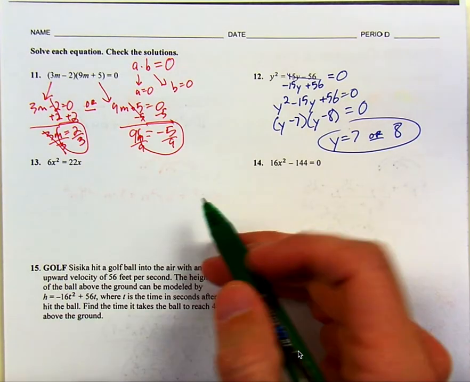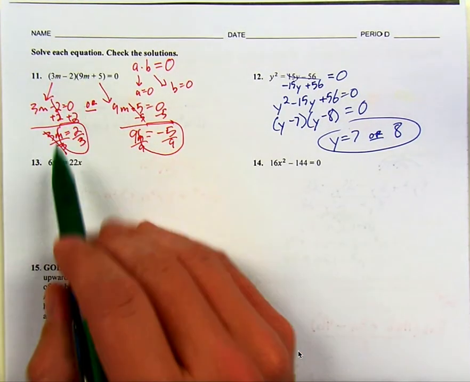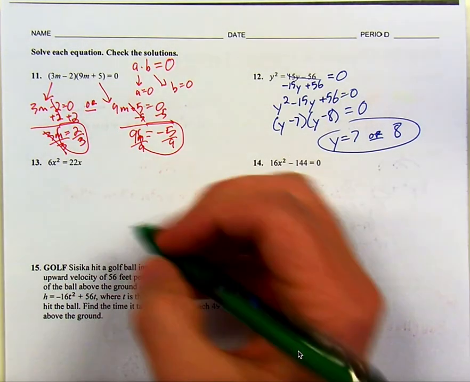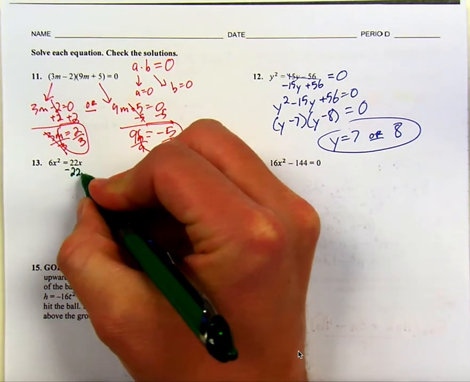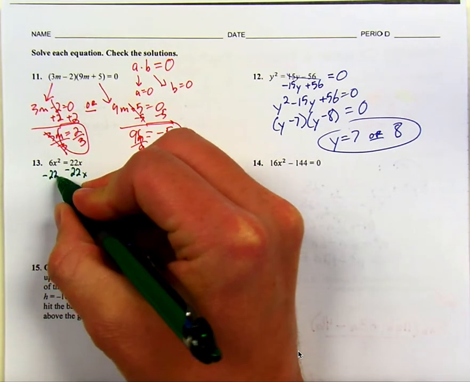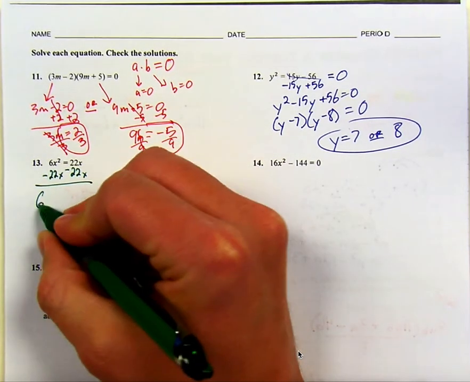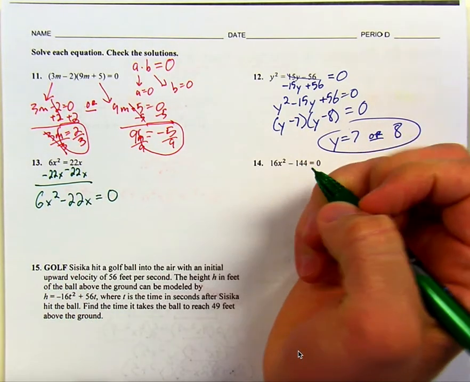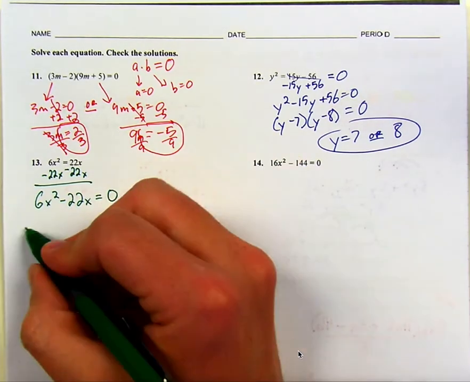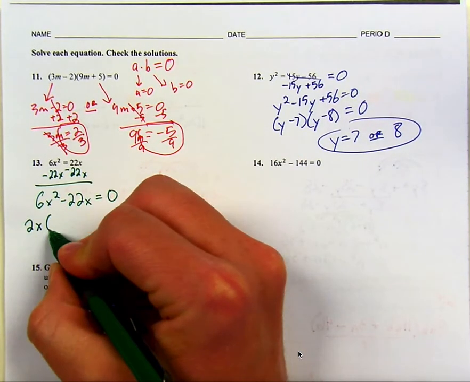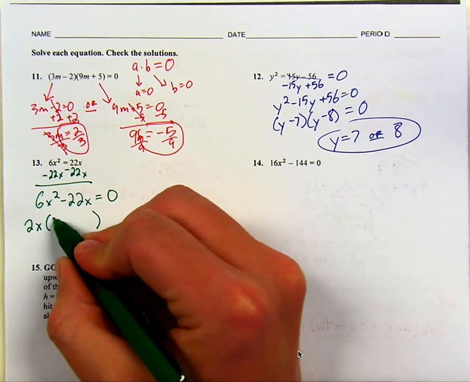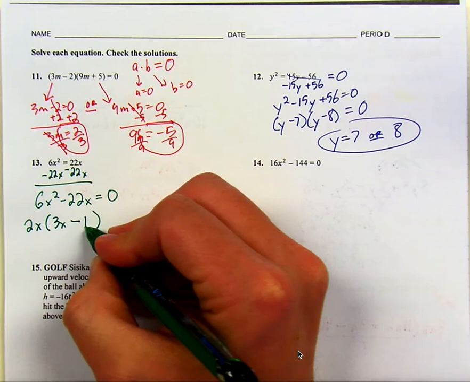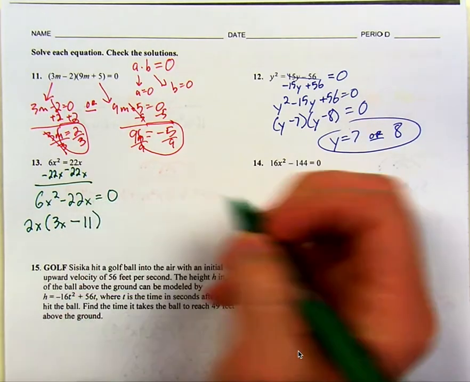So we're going to keep on solving some equations here. On number 13, we don't have the equals 0 that we want, so I'm going to take away 22x from both sides, and I'm going to make this 6x squared minus 22x equals 0. Then I'm going to factor out a 2x. When I factor out a 2x, I get 3x. 2x times 3x is 6x squared, minus 11. 2x times 11 is 22x.